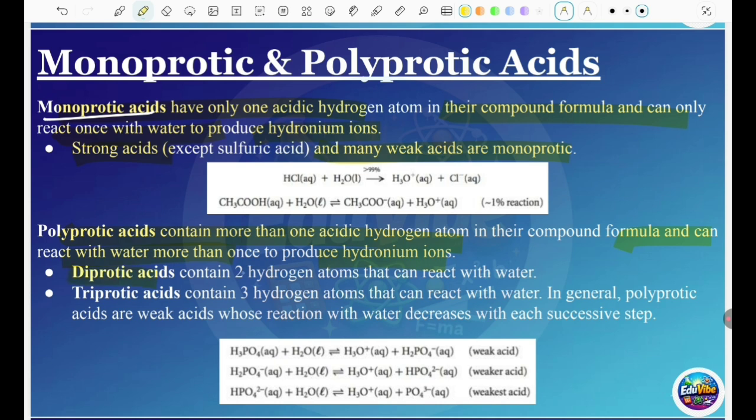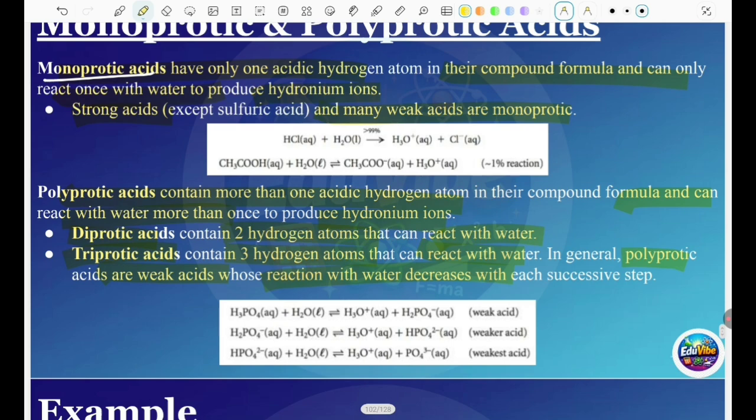We have diprotic acids if we have two hydrogen atoms which react with water. We have triprotic acids if you have three hydrogens that can react with water. In general, polyprotic acids are weak acids, whose reaction with water decreases with each successive step.